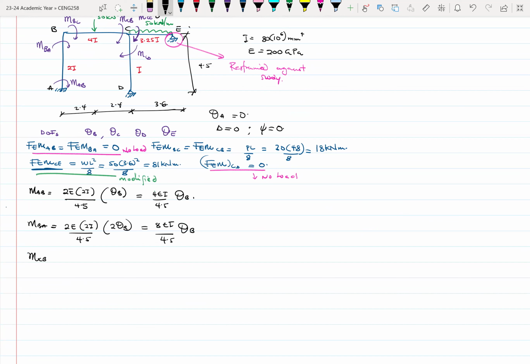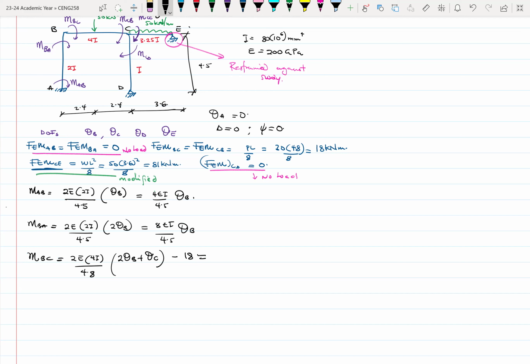So MCB, well, let's do MBC first. MBC will be equal to 2E over 4I divided by 4.8, then 2 theta B plus theta C, and then minus a fixed end moment of 18. If we expand that, this will give us 2 times 4 is what?